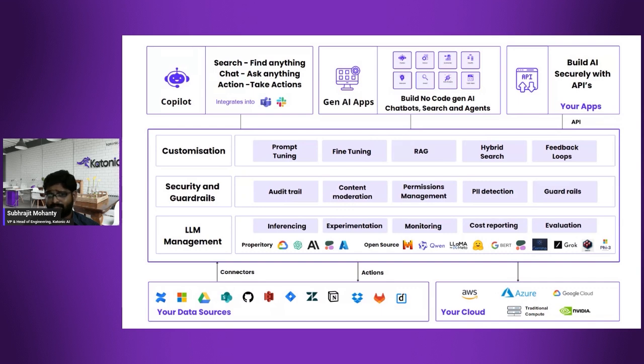Next, we have our GenAI application section. This is where you can build no-code GenAI applications, perfect for creating chatbots, search engines, and intelligent agents without diving into complex programming. And for those who need more customization, we offer secure APIs to build AI directly into your existing applications. The heart of our platform lies in the middle section. Here we have laid out our core capabilities. Customization features like prompt tuning and RAG, robust security measures and guardrails to keep your data and AI applications safe, comprehensive LLMs to manage tools, right?